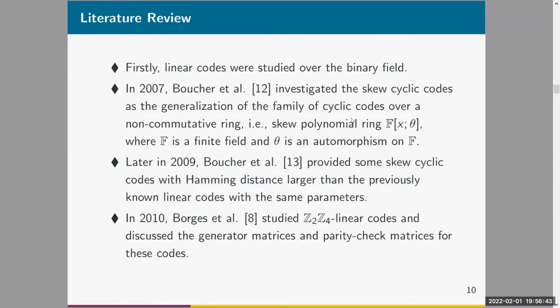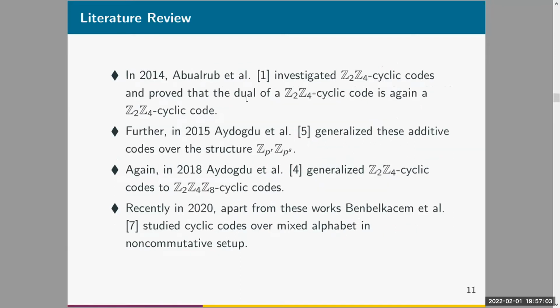This is the progression of the coding theory. So, firstly, linear codes were studied over the binary field. Then, in 2007, Boucher et al. investigated cyclic codes over the non-commutative structure, and these were investigated further in 2009. In 2010, Borges et al. studied Z2Z4 linear codes, that is, codes over the mixed alphabet. In 2014, Abualrub again investigated Z2Z4 cyclic codes and derived their duals also.